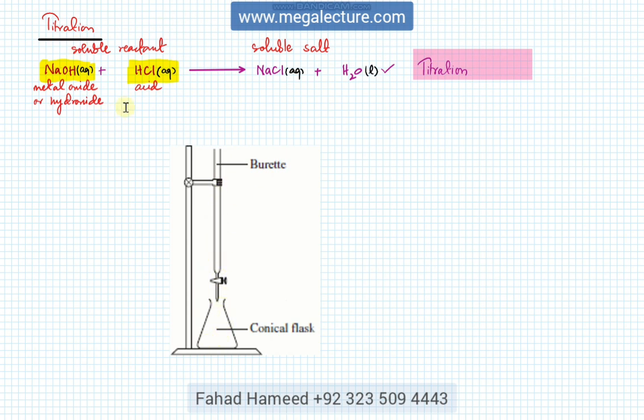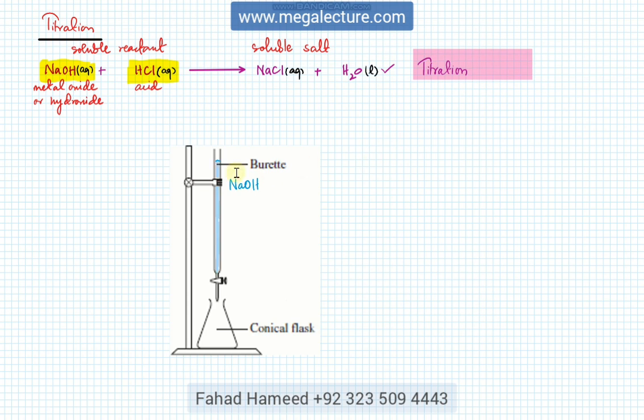Now, coming back to our reaction, you have two reactants. One is NaOH and the other one is HCl. What you're going to do is put one of them in the burette and the other one in the conical flask. It doesn't matter which one. It could work either way. So I'm going to pick NaOH and add it into the burette. So my burette right now has sodium hydroxide and it's filled till the top.